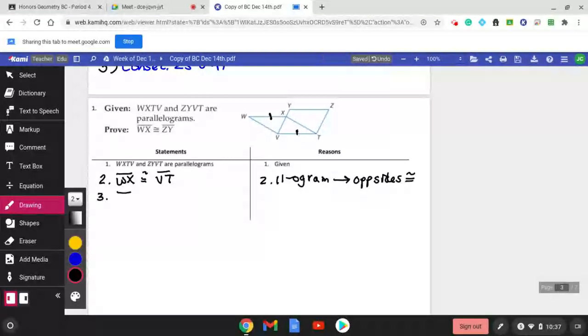Anybody want to tell me something about ZY maybe? Because that's part of the proof statement. It's also congruent to VT. Oh, look at that. ZY is also congruent to VT. Now, yes, if some of you are thinking I could have just written that with step 2 because it's going to have the same reason, you are correct. I could have written ZY congruent to VT in step 2. Because this is our first parallelogram proof, I do want to show you every single step written out. So if you want to stick that in step 2, fine, go right ahead.